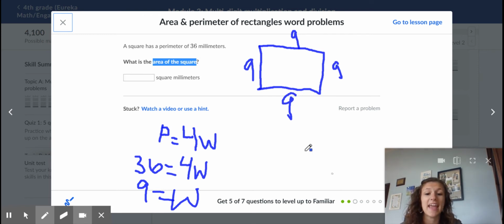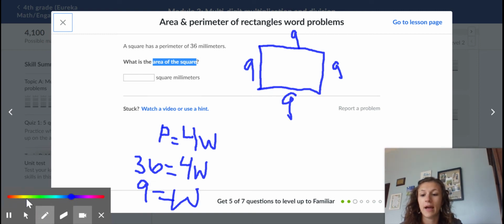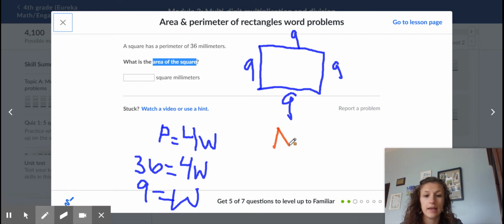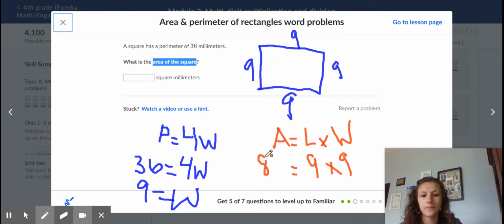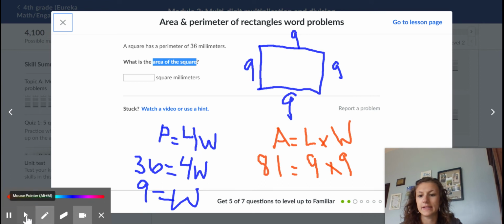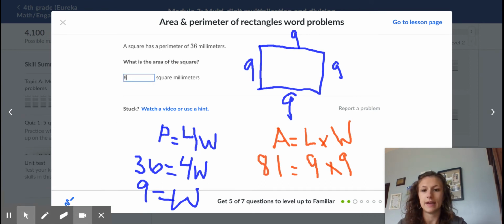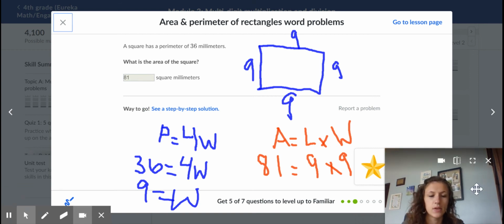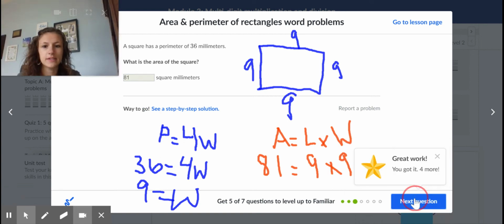But now it wants me to find the area. I know that area is equal to my length times my width. My length and my width are both 9, because all of my sides are 9. So 9 times 9 gives me 81. I can say that my area is 81 square millimeters. And we got that one right as well.